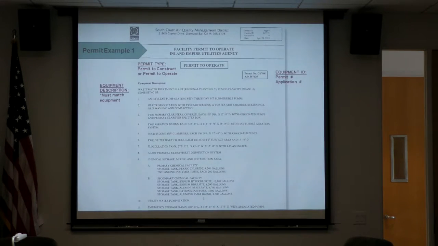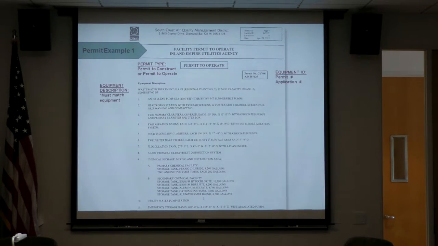So this is permit example number 1. This is the permit for the RP5 wastewater treatment plant. On the right, you will see the equipment ID. Whenever we're talking about a certain permit, please give me both ID numbers, the permit application number and the application number, so that we are talking about the most revised permit.